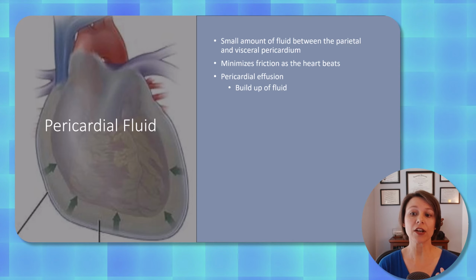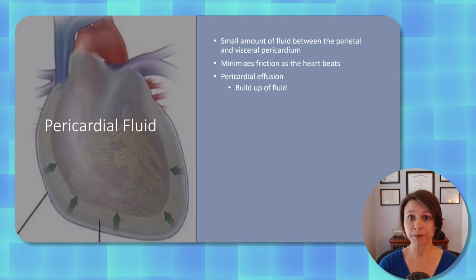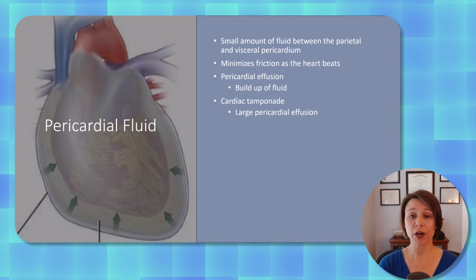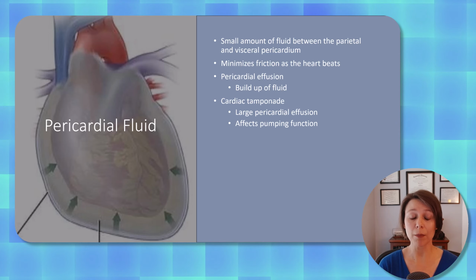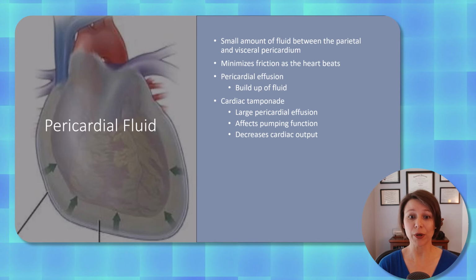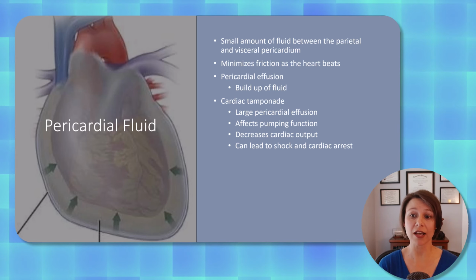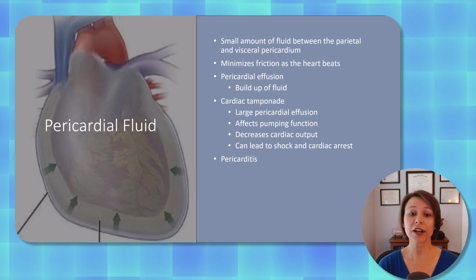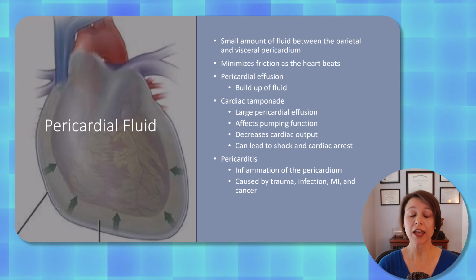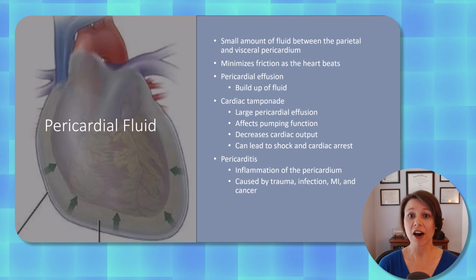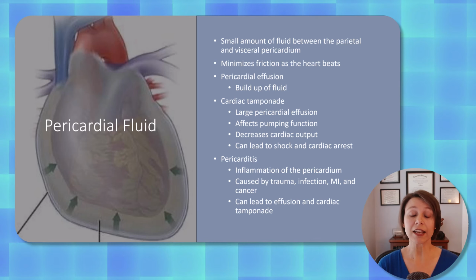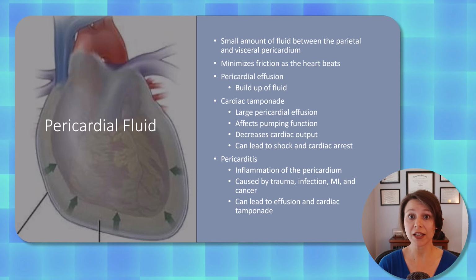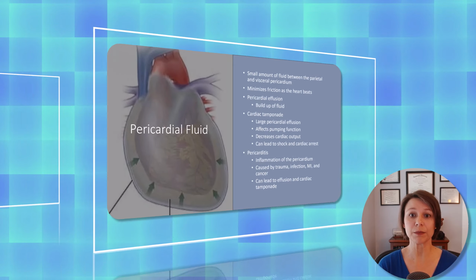What happens if there is a large pericardial effusion? That will cause a cardiac tamponade. This is a large pericardial effusion that can affect pumping function, decrease cardiac output, and eventually lead to shock and cardiac arrest. How about pericarditis? What is that? Pericarditis is inflammation of the pericardium. It can be caused by trauma, infection, a heart attack, and cancer. And it can lead to an effusion and cardiac tamponade. So the earlier that it can be caught and treated, the better off the patient typically is.